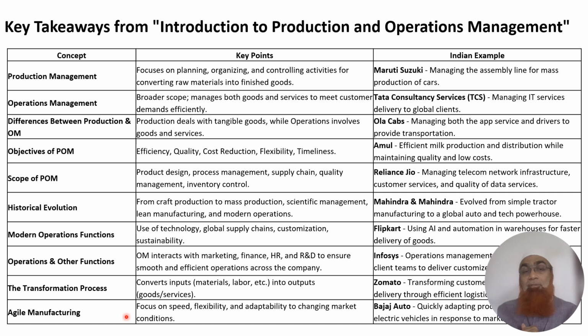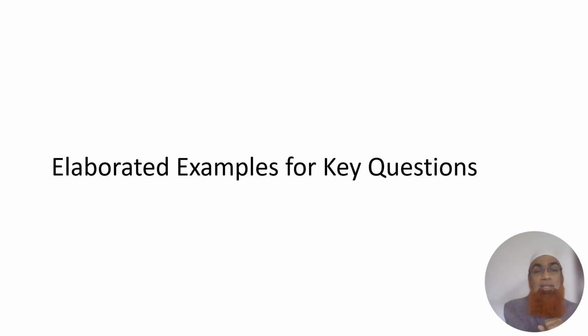When we talk about agile manufacturing, it focuses on speed, flexibility, and adaptability to changing market conditions. Bajaj Auto in the Indian scenario, this is an example, right? So overall, this table is talking about the takeaway between production and operations management. What are the key components? It's a definition with the Indian scenario, realistic examples. So that's all for now, and we will be talking more about various key questions related to this topic in the next video or in continuation of this video.